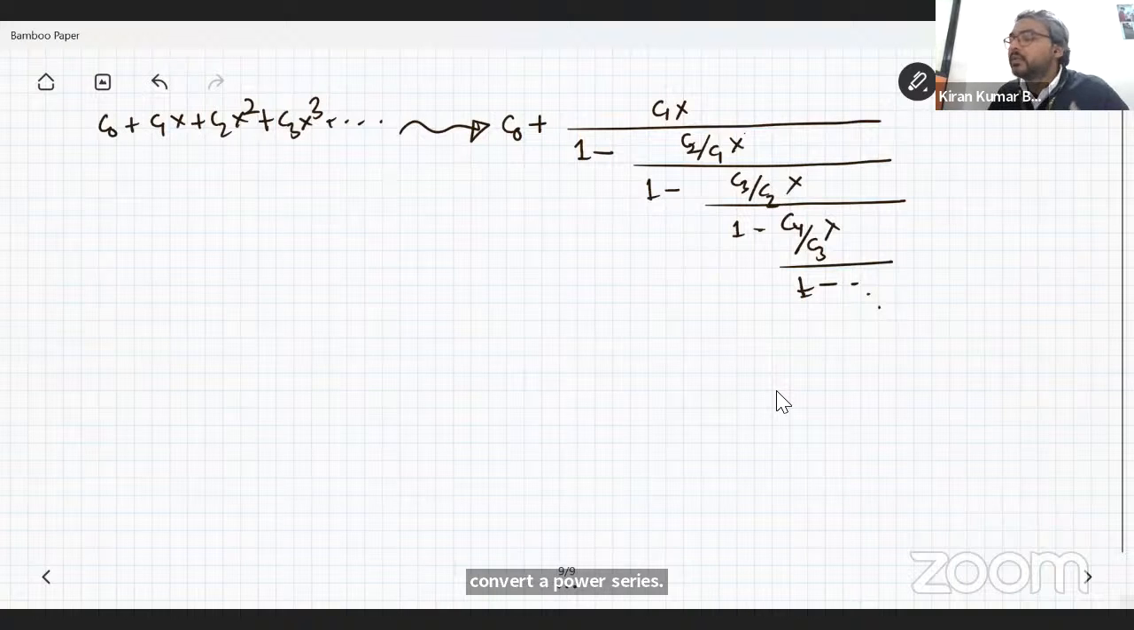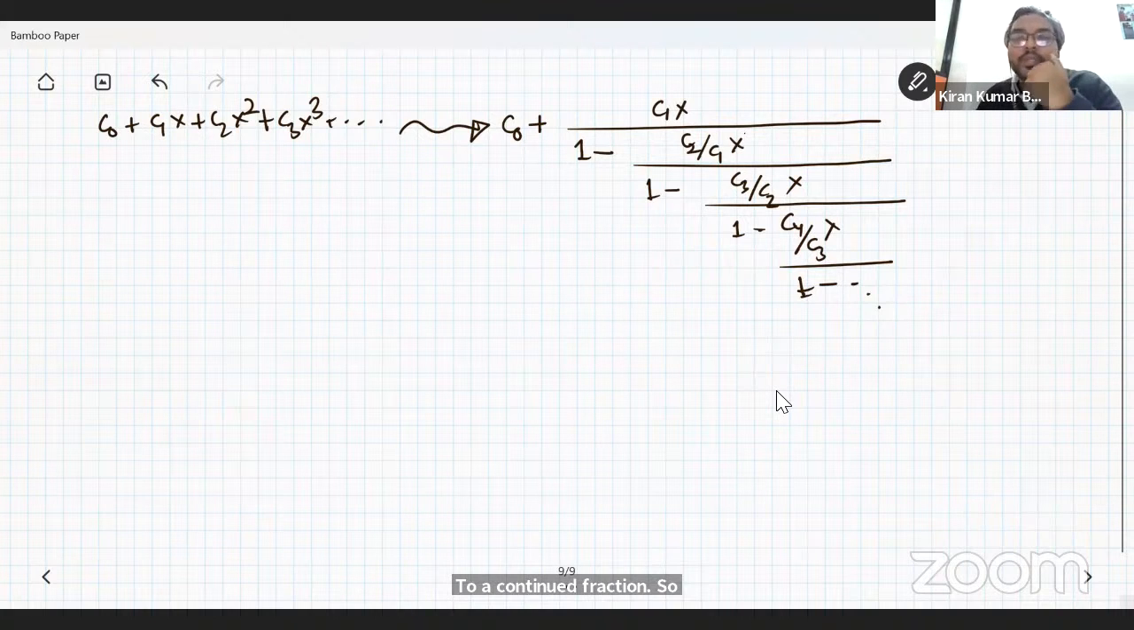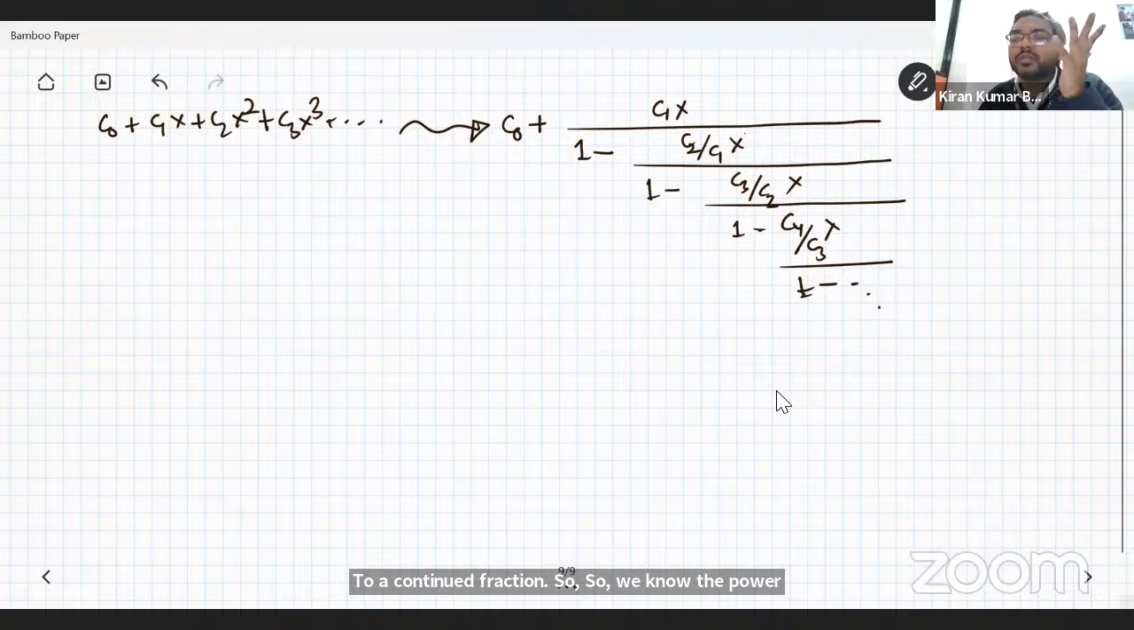So we know the power series of many special functions like the exponential function, sine, cos, tan, log, right? So we use their power series to convert them into continued fractions. So let us look at the continued fraction expansions of some special functions.